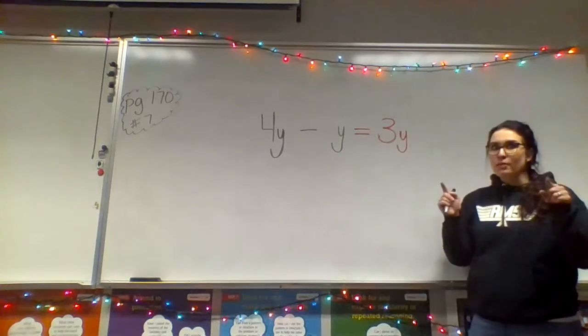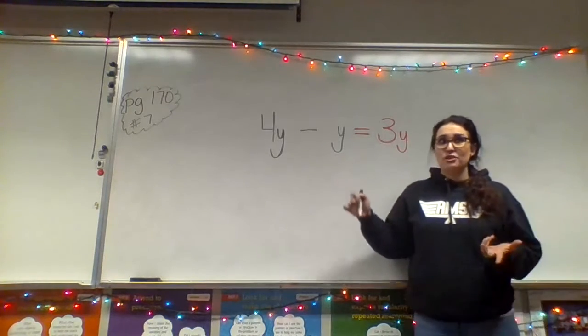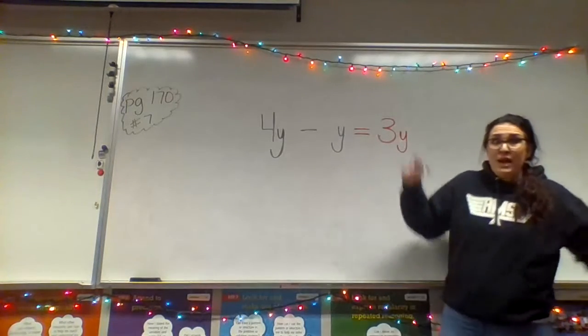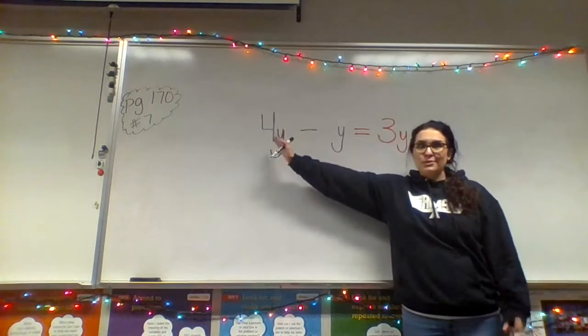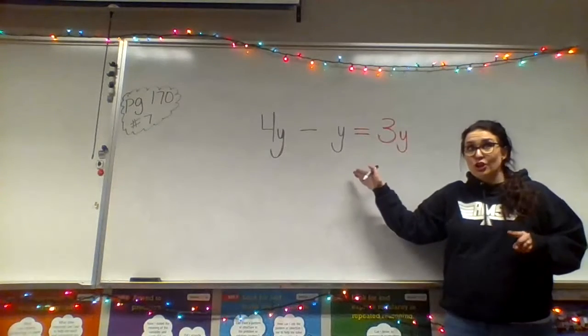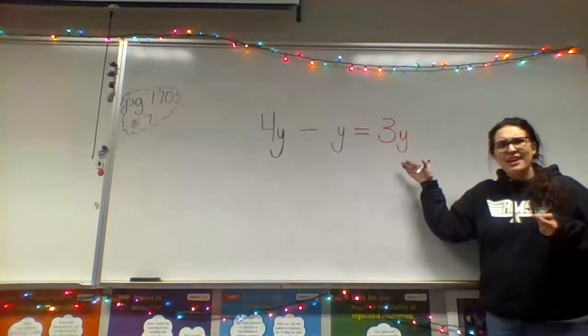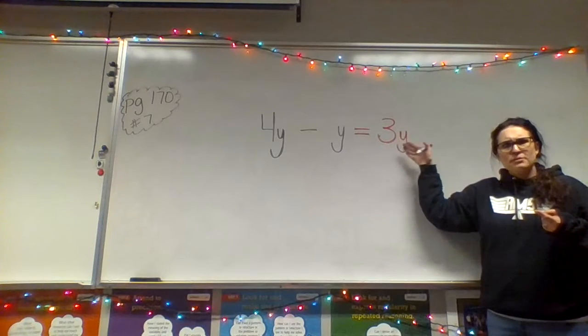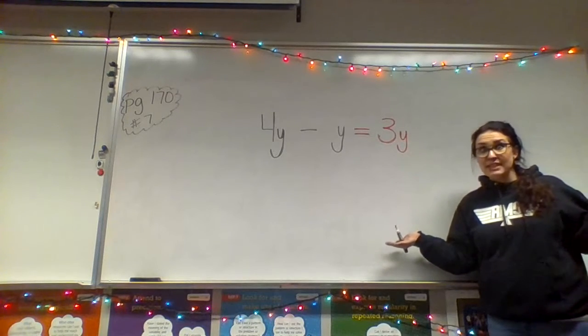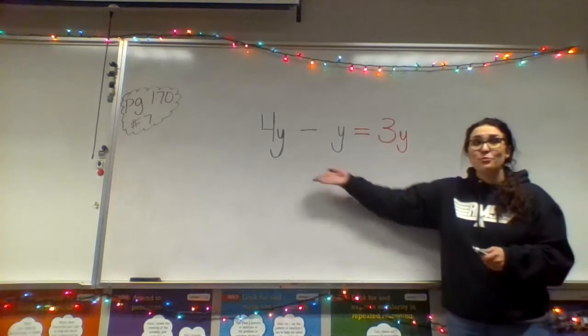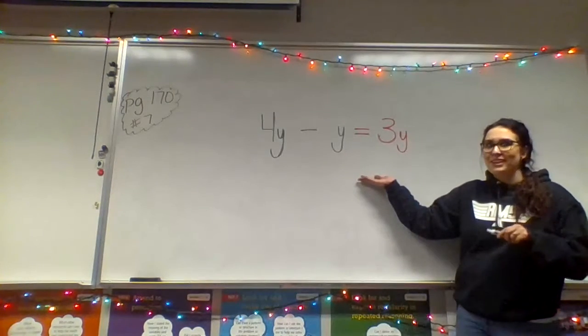And if you don't believe me, let's just give a value to y. Let's just say that y is equal to 2, because why not, right? So if I had 4 times 2, that's 8, minus 2, that would be 6. Would that make sense over here? If I have 3 times 2, is that also going to give me 6? Yeah, it totally is. So again, my friends, we just simplified and created an equivalent expression.